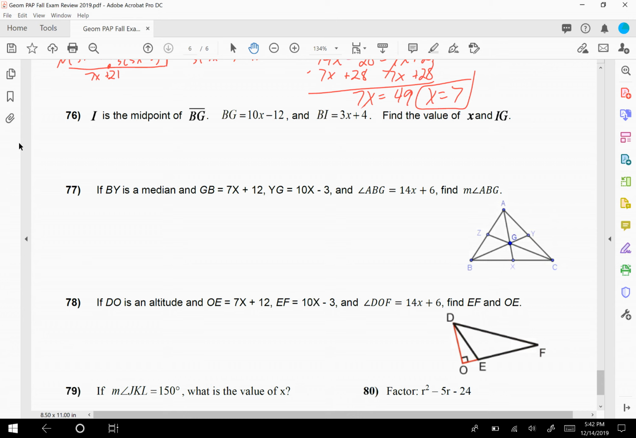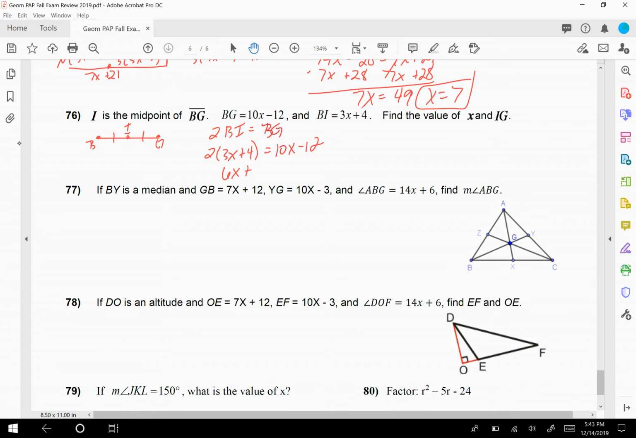Next thing, it says I is the midpoint of BG. So here's B, G, and I is in the middle, so those two pieces are equal. BG, the whole thing, is 10x minus 12, and BI is 3x plus 4. So you have to do 2 times BI, and that's equal to BG. 2 times half of it is equal to the whole thing. So 2 times 3x plus 4 is equal to 10x minus 12.